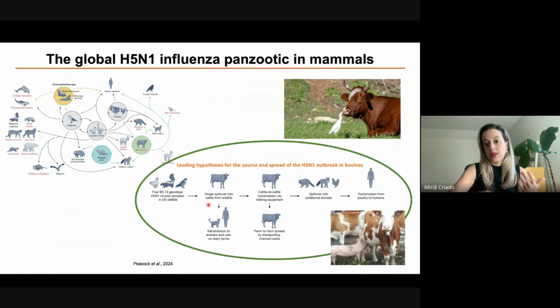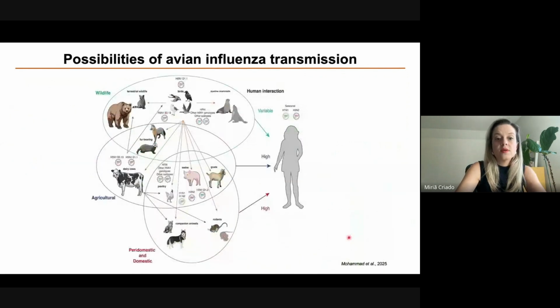We don't know how this really started, but definitely this H5 has been circulating in dairy cattle. It has been shown that there is a correlation with the detection of some of the receptors, alpha-2,3 and alpha-2,6, in the mammary glands of these cattle. And as I show in this picture, who knows, nature and all of these animals that may be in contact may also have been playing a role in this process.